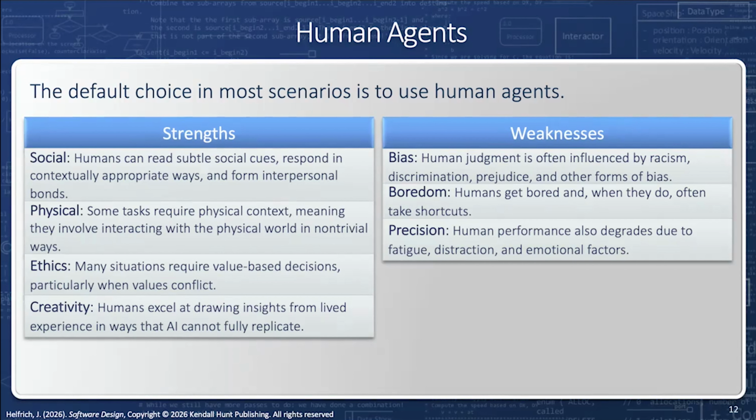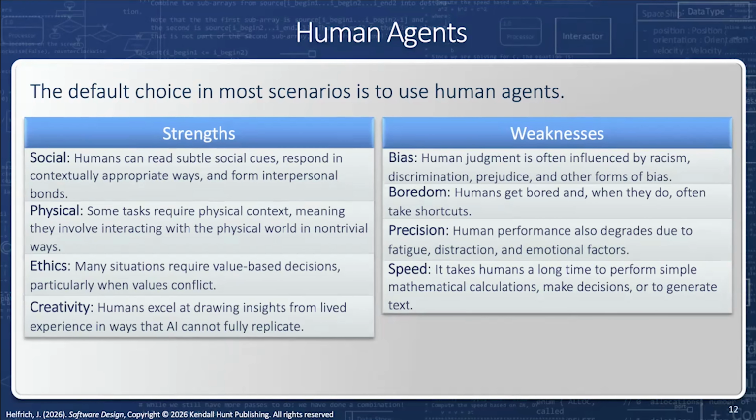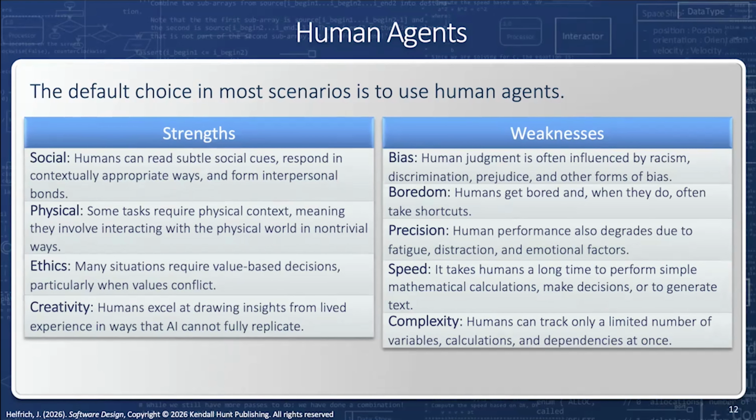Related to boredom, human performance often degrades due to fatigue, distraction, and emotional factors. Humans take a long time to perform simple mathematical calculations, make decisions, and generate text. And finally, software vastly outperforms humans on well-defined but highly complex tasks. Humans can track only a limited number of variables, calculations, and dependencies at once. So you can see that human agents have strengths and weaknesses, which we're well familiar with.